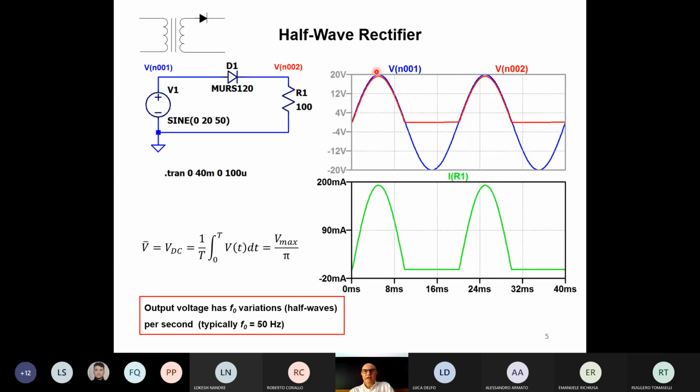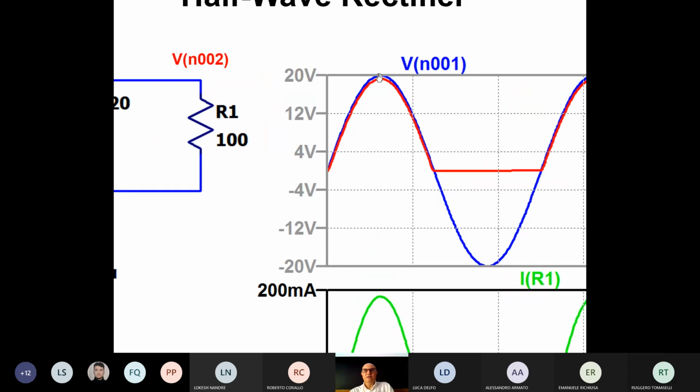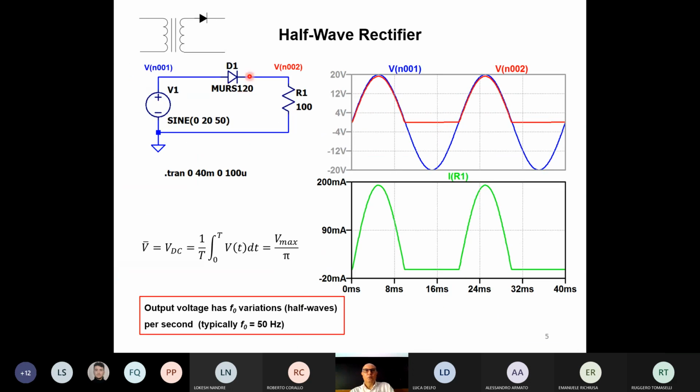If you look very carefully, you see here there is a small difference between the blue and the red. What is this difference? This difference is due to the knee voltage, the 0.7 volts drop across the diode. So when the diode is on, there are 0.7 volts between anode and cathode of the blue. And so we'll see them here. There are other slides where this effect will be expanded.